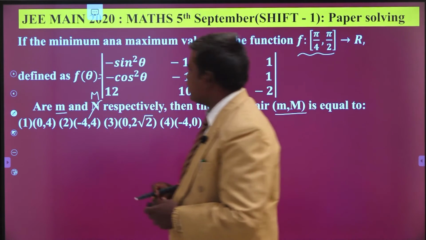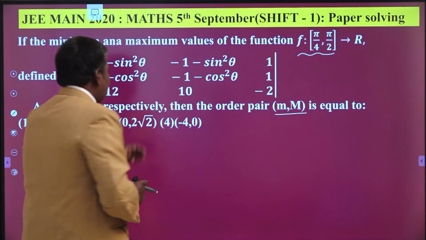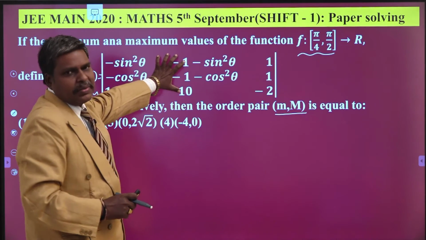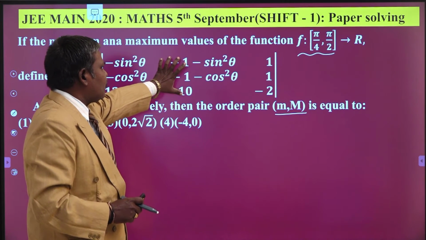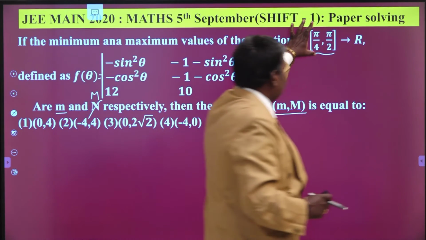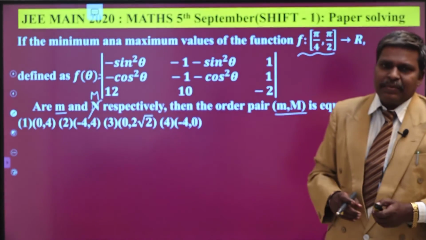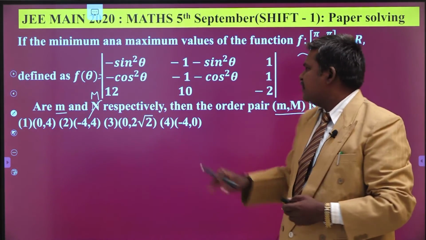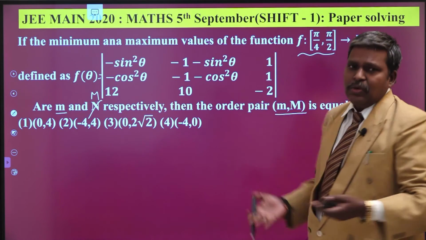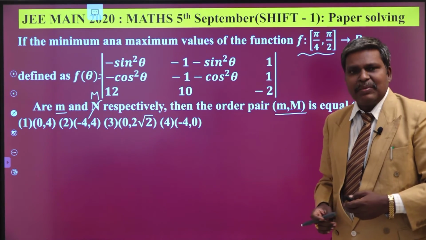This is the question, a very simple question. The problem is that you have to find the determinant value. After getting the determinant value, let us see the definition of the function, and we have to find the maximum and minimum values. Once we get the range of this function f of theta in this interval, we can easily write the maximum and minimum values.